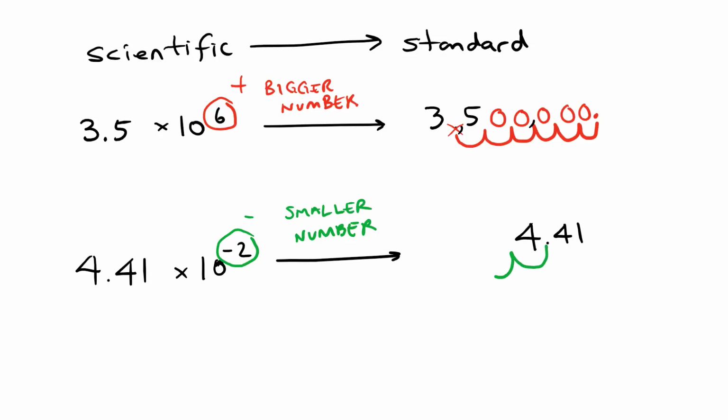1, 2. Now where the decimal point is going to be is here. So I will fill all the spots with a 0. So the number that I'm going to have is 0.0441, which is the standard form of the scientific notation, 4.41 times 10 to the power of negative 2.